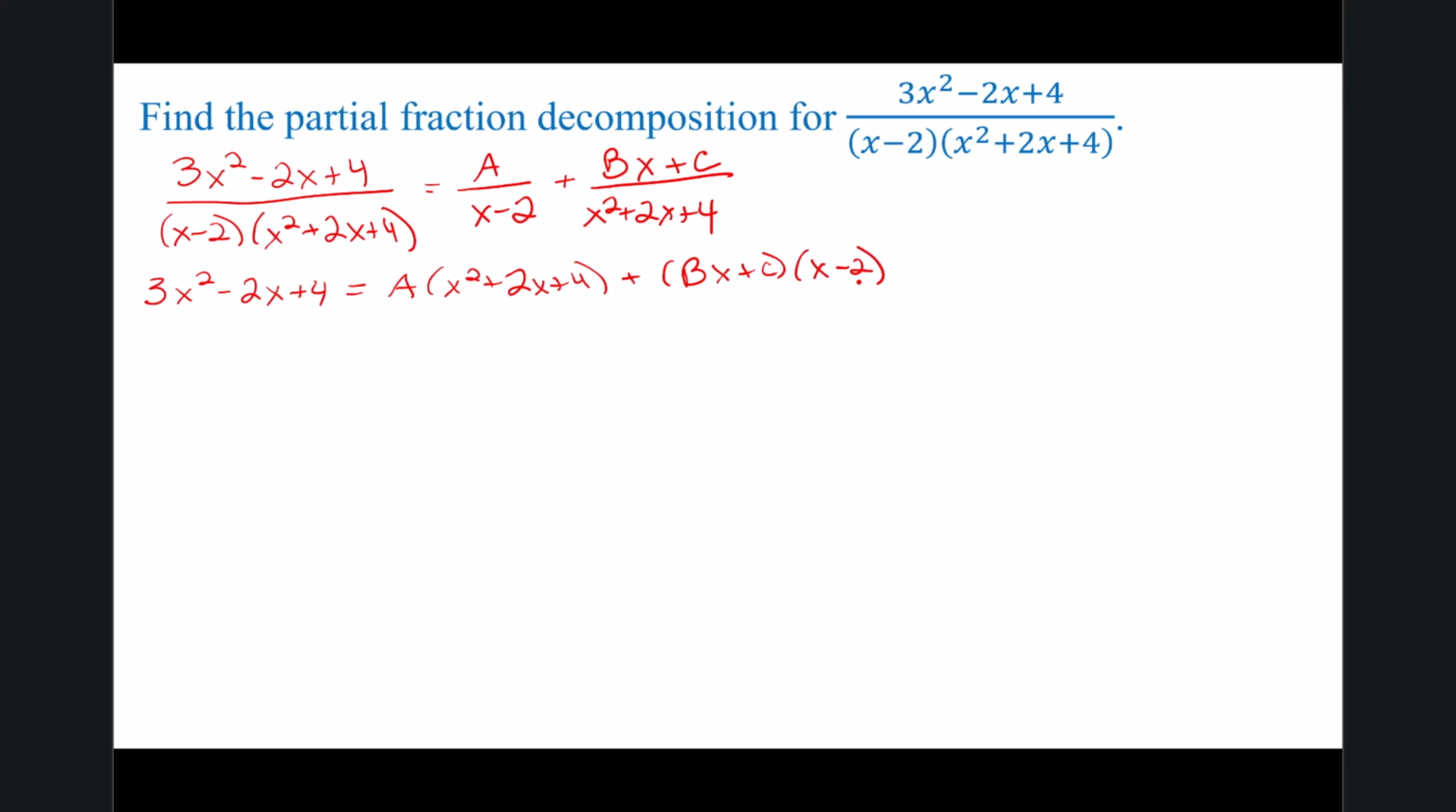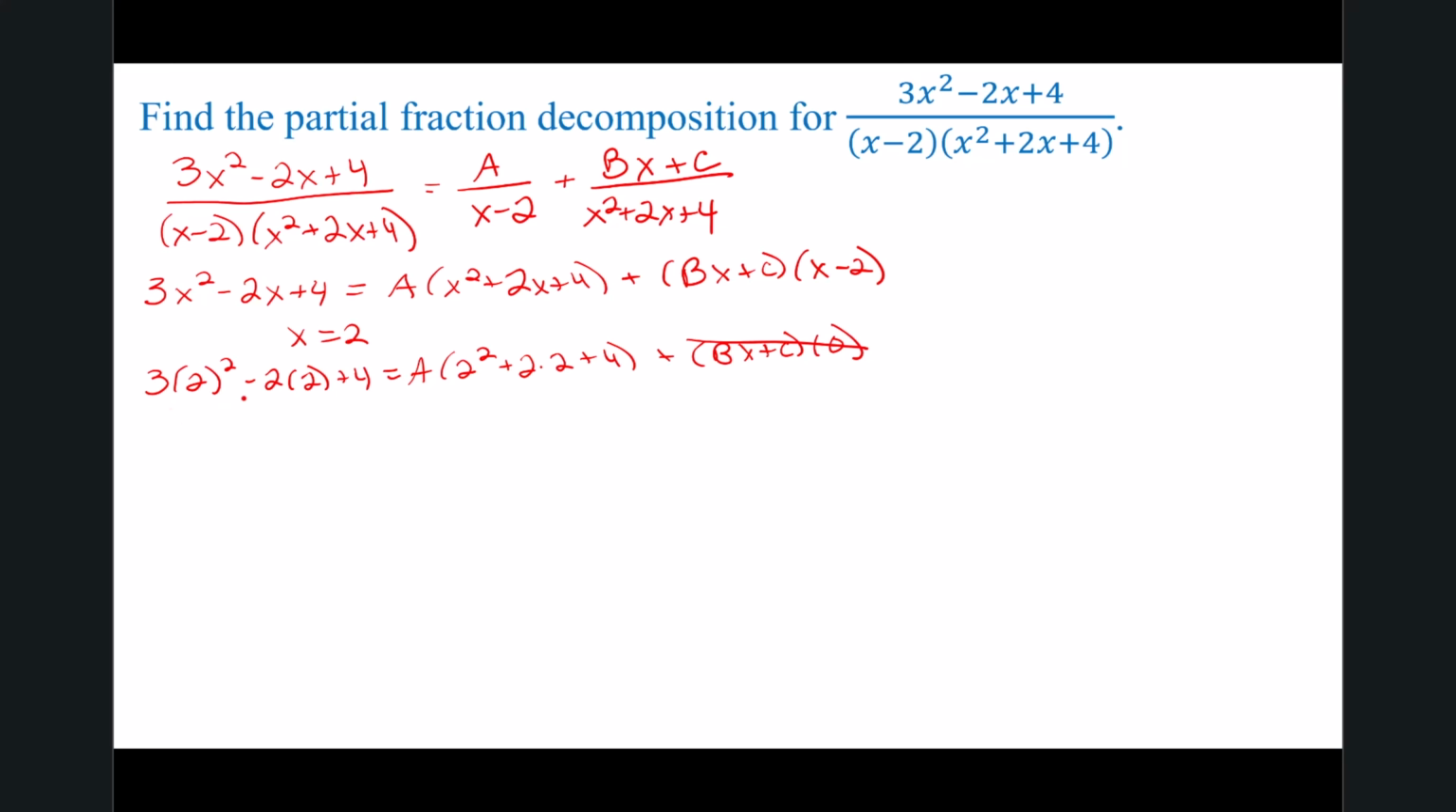Now, the only way I can make either of these factors equal to 0, if I set x equal 2, then x minus 2 equals 0. So I'll start with that. X equals 2. On the left side, I have 3 times 2 squared minus 2 times 2 plus 4. On the right side, I have a times 2 squared plus 2 times 2 plus 4 plus bx plus c times 0. So this part's gone.